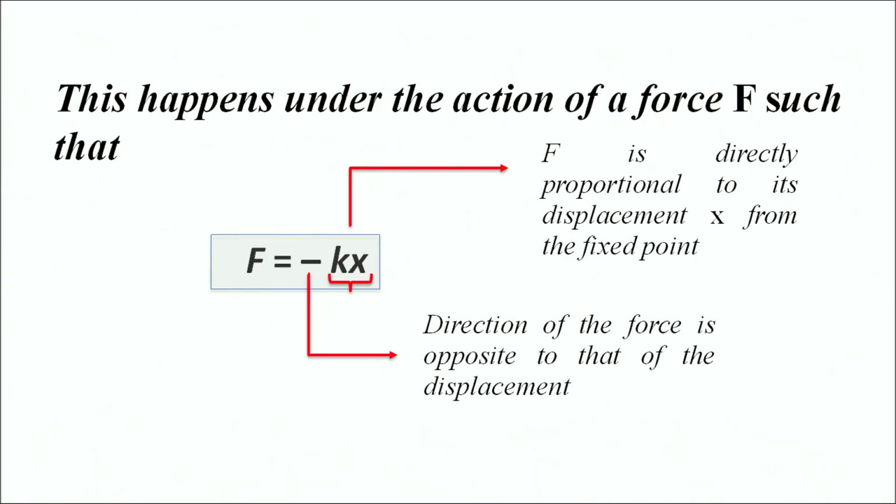of time. Now, when this happens under the action of a force F such that F is given as minus kx, where the magnitude kx shows that F is directly proportional to its displacement x from the fixed point, and the negative sign here shows that the direction of force is opposite to that of the displacement.